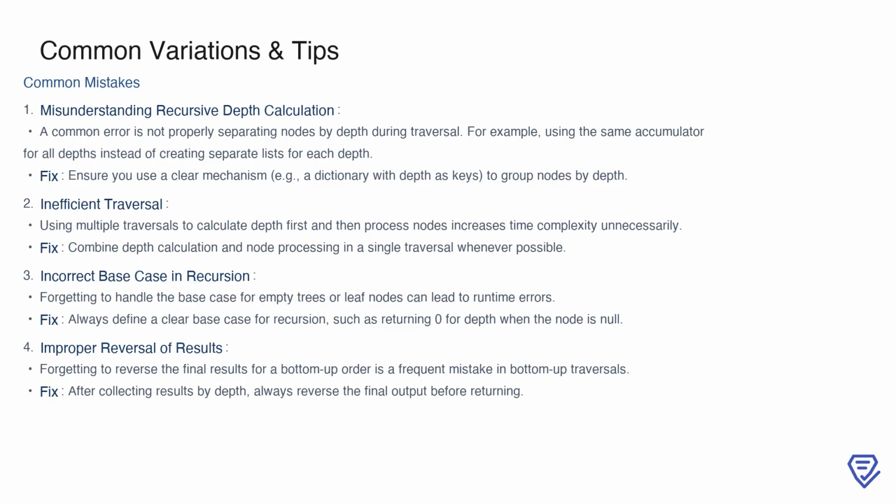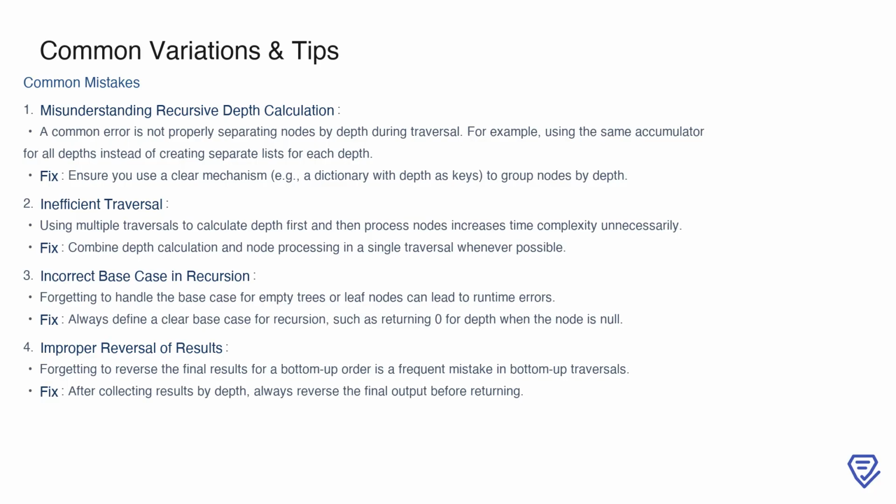Another frequent pitfall is performing traversal inefficiently. For instance, calculating the depth of the tree first and then processing nodes separately can significantly increase the time complexity. Instead, aim to combine these steps into a single traversal. Additionally, forgetting to handle the base case and recursion can lead to runtime errors. Always ensure your base case is well defined, such as returning 0 for depth if the node is null.